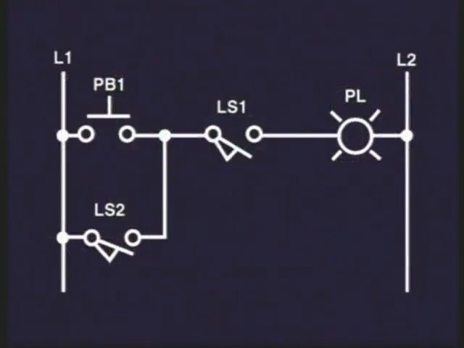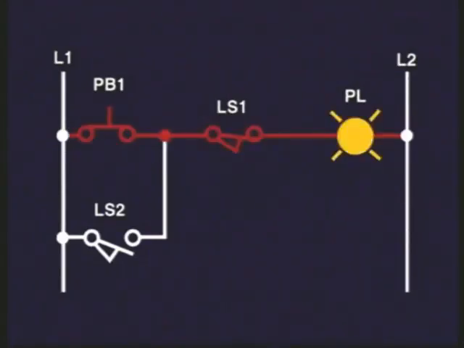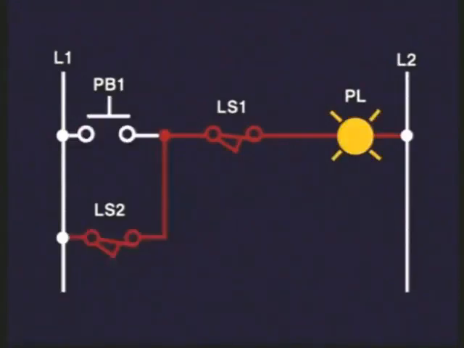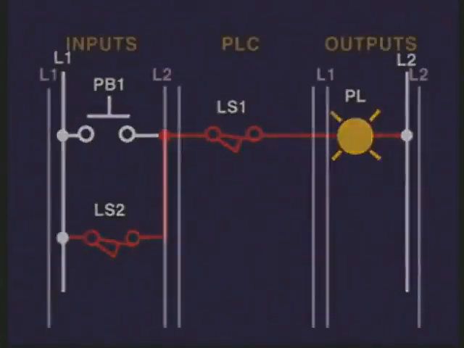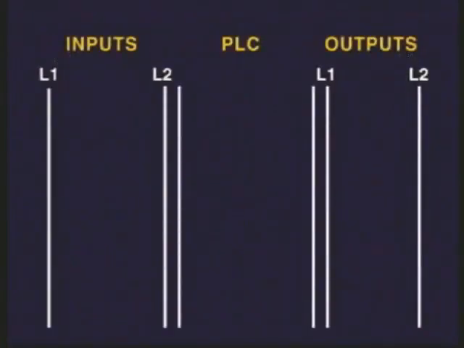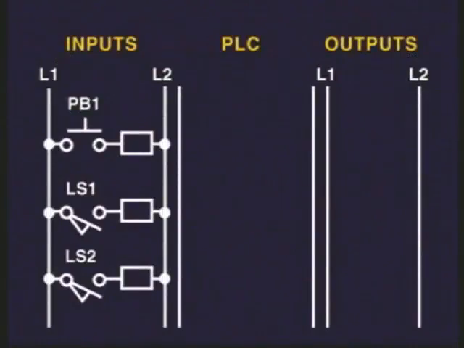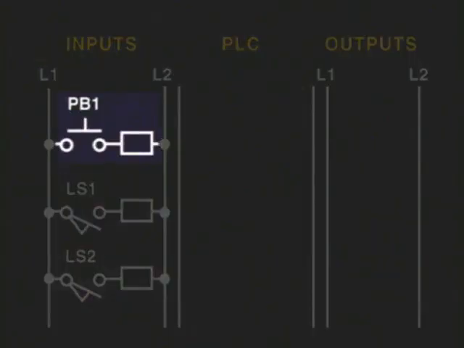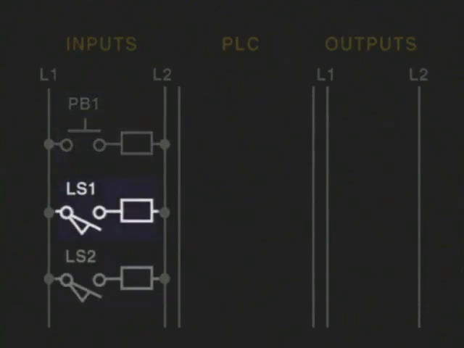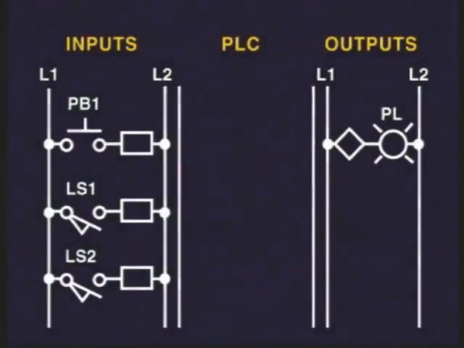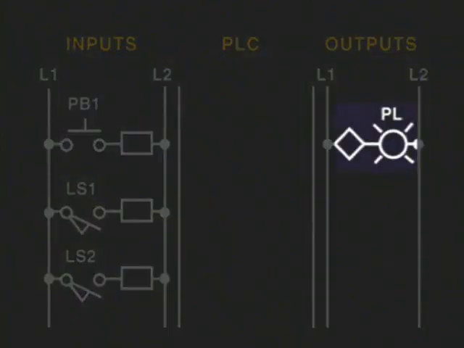For instance, this simple electrical ladder diagram, in which the pilot light is on if PB1 closes and LS1 closes, or if LS2 closes and LS1 is closed, can be implemented in a PLC by first connecting the control devices to the input interfaces, that is, the push button PB1 and the limit switches LS1 and LS2, and the output devices, in this case the pilot light, to the output interface.